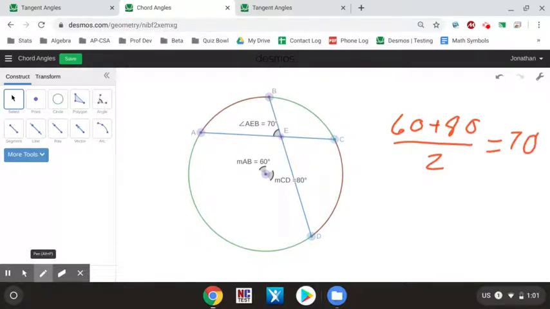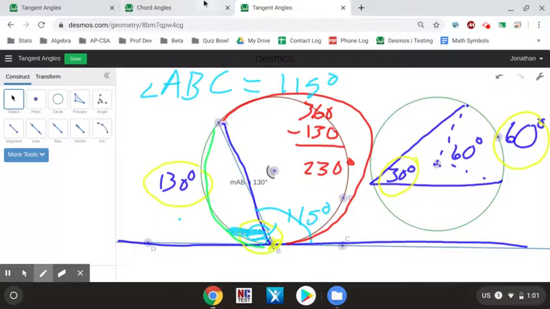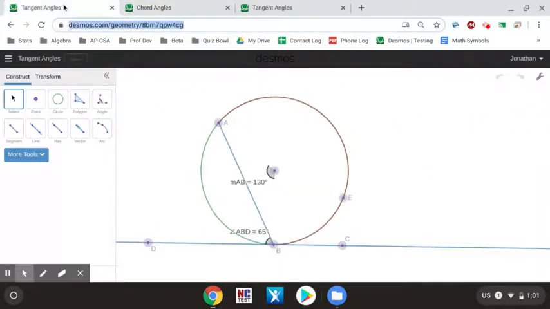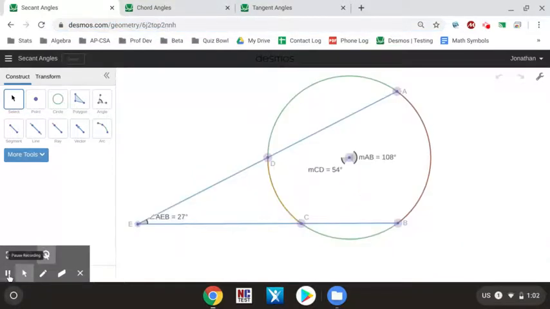Now, there's several things that you can be asked to do in a problem like this, and we'll work a couple examples in just a second. One other thing I want to show you, the other thing that can happen is I can have this situation here.